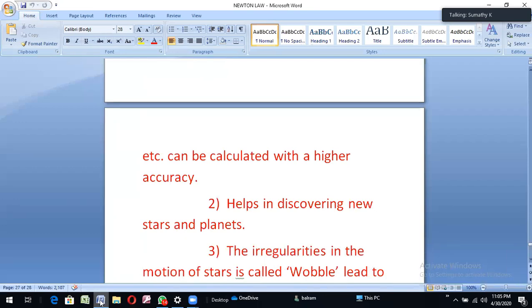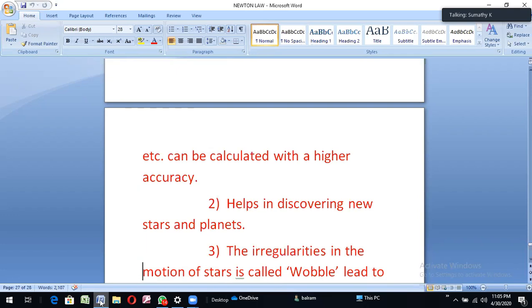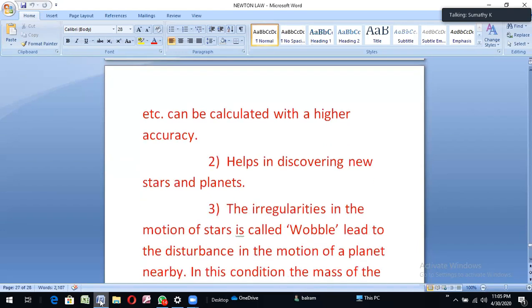Newton's law of gravitation helps in discovering new stars and planets. New planets can be discovered by the Newton law of gravitation. Next, wobble. What is called wobble? It means the stars are moving here and there.